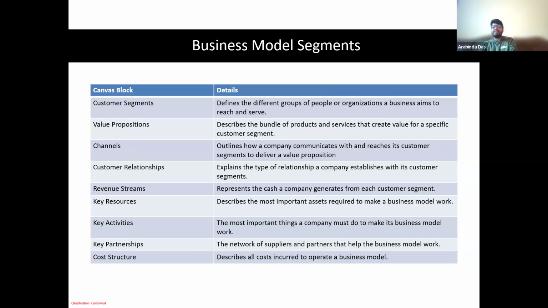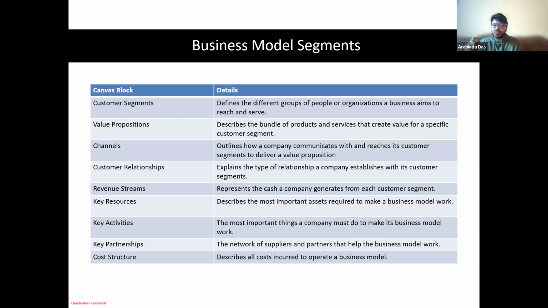Key activities are the important things the company must do to make a business model work. If I take that payment system, the key activities can be payment processing, customer acquisition, or partnership development. All those kinds of things you can relate to as key activities.